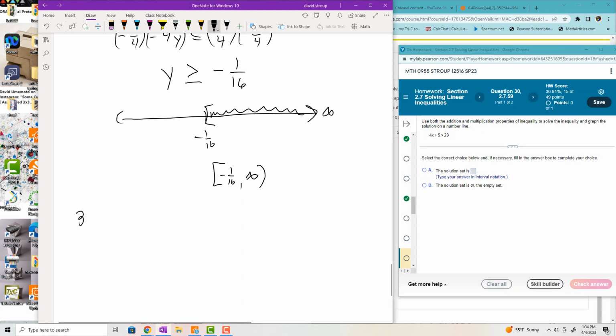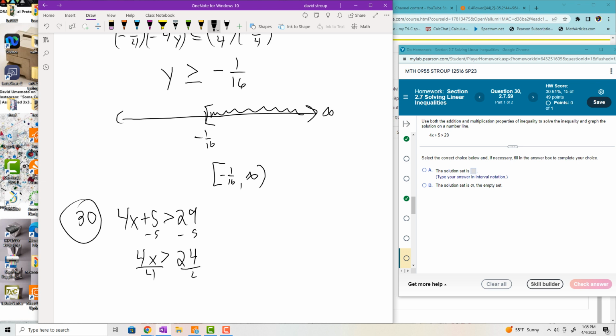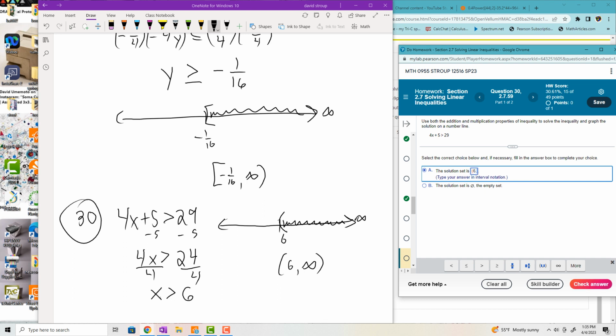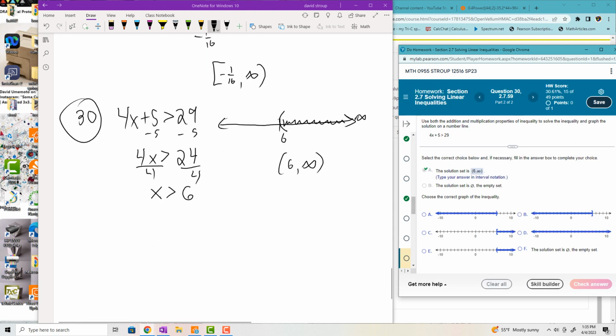Let's try number 30. So I have 4x plus 5 greater than 29. So first move the 5 over. 4x greater than 24, and then divide both sides by 4. It's a positive number, so it doesn't change the inequality at all. That will just be x greater than 6. So here's 6, and it's all numbers greater than 6, but not including 6. So it's going to go from 6 all the way up to infinity, open parentheses. Okay, so 6 to infinity, that's E.